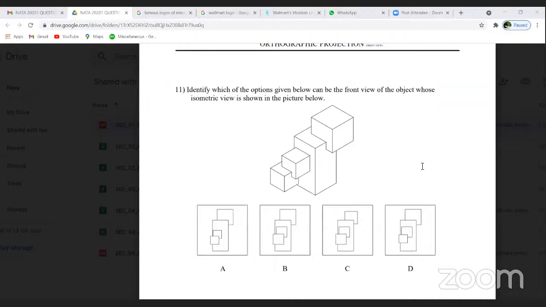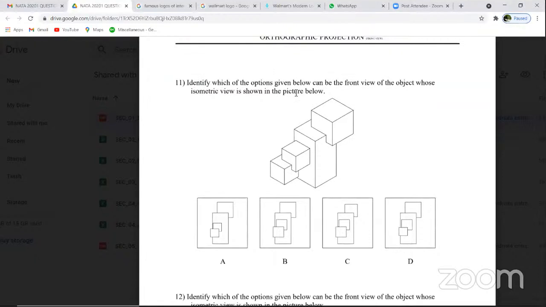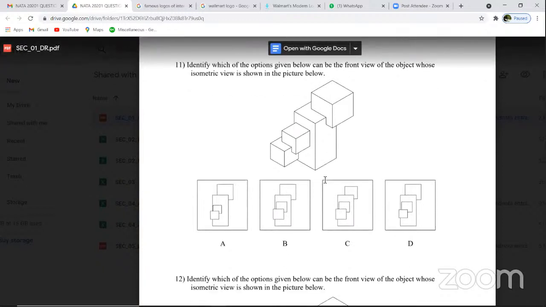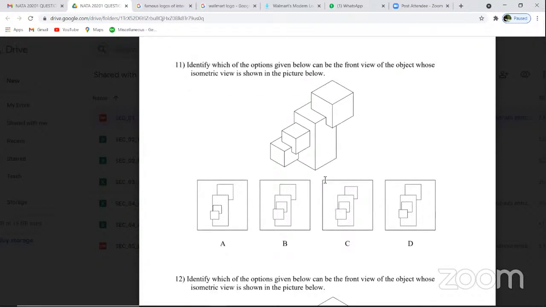What about this one? C. A. Beef. C. B. Right. Ma'am, the below part is not so big, no, ma'am. B. B. B option.